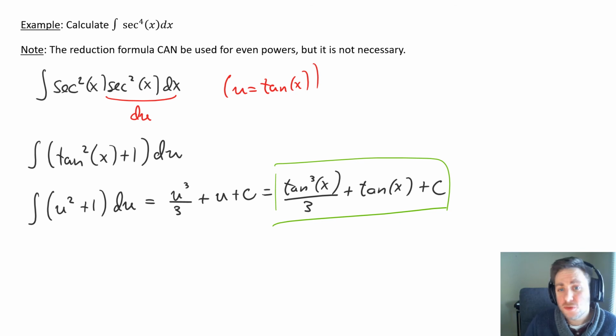By the way, if you do use the reduction formula, your answer will not look the same as the one that I just put here. And that's just because with trig identities, there's all sorts of ways to make the same answer look completely different.